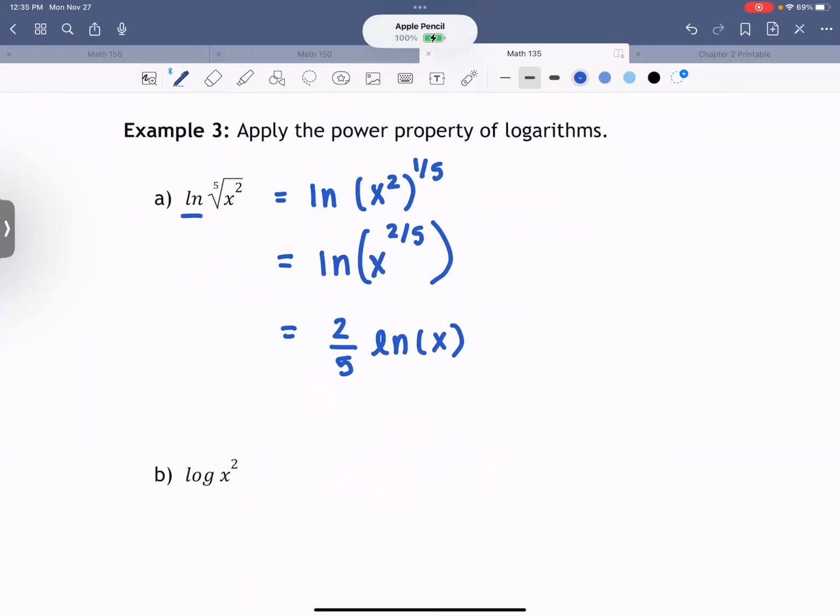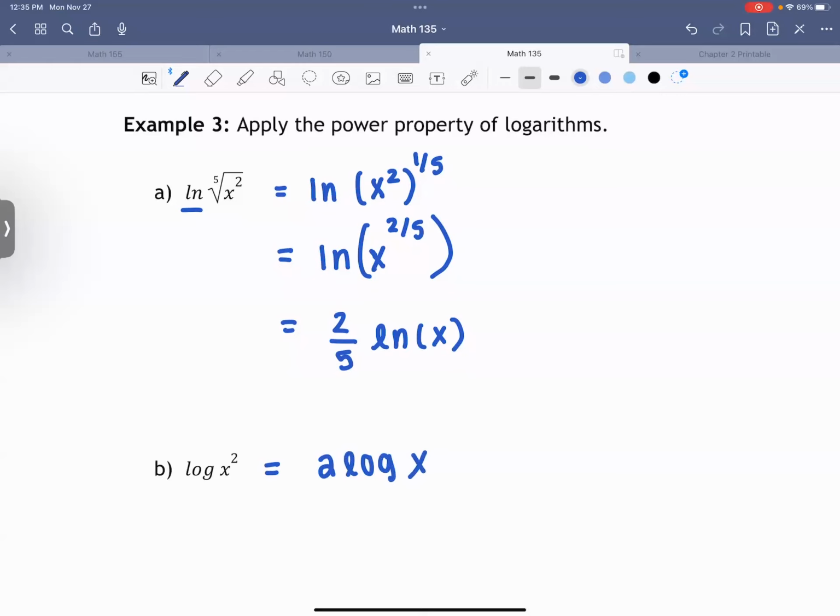So while I'm doing that, work on part B for like 2 log x. That's it. The 2 just goes up front.